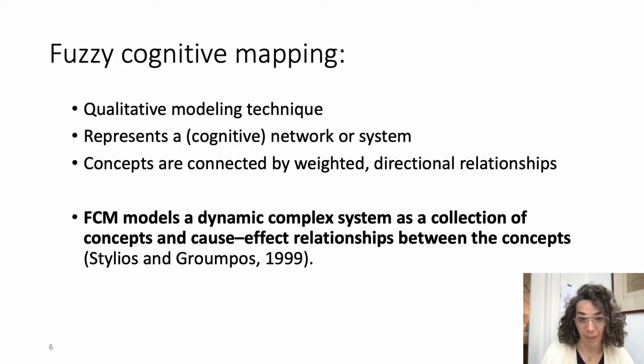So fuzzy cognitive mapping measures a perception of reality, or identifies a perception of reality. So it is a qualitative modeling technique representing a cognitive network or system, and their concepts are connected by weighted directional relationships. This probably sounds very confusing. Basically, FCM models a dynamic complex system as a collection of concepts and cause-effect relationships between the concepts. And I'll show you an example in a minute. It should become much more clear.